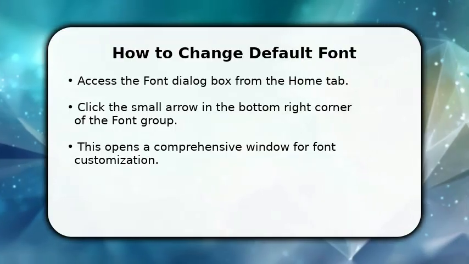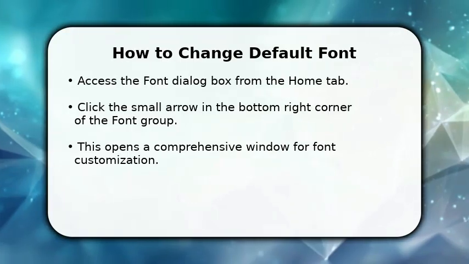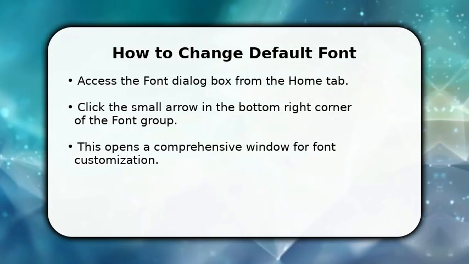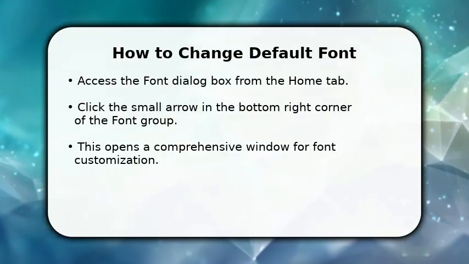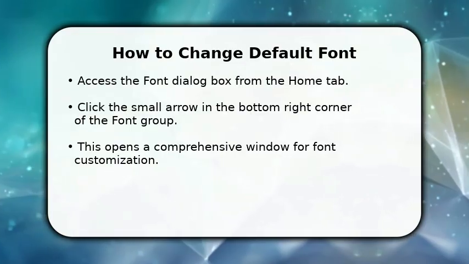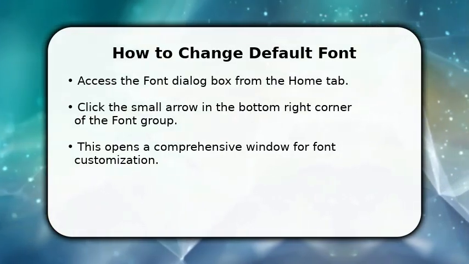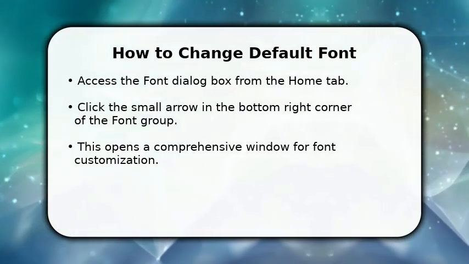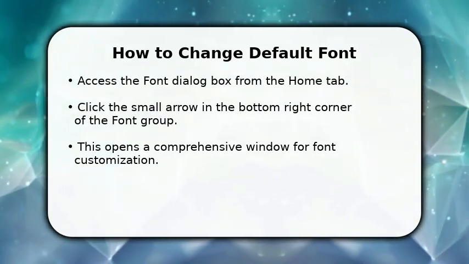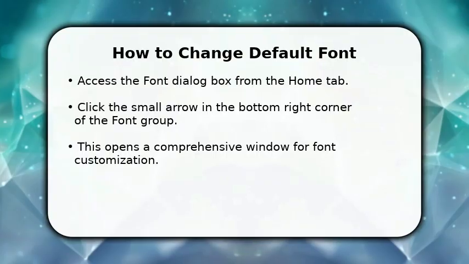In this video, I will explain how to change the default font in Microsoft Word. To begin, navigate to the Home tab in your Word document. Look for the font group, which is typically located near the center of the ribbon. In the bottom right corner of this group, you will find a small arrow. Click on this arrow to open the comprehensive font dialog box, where all your font customization options reside.